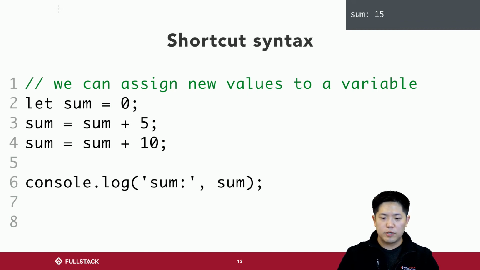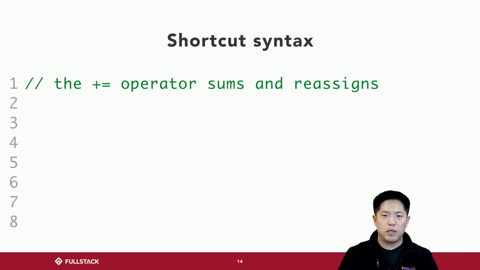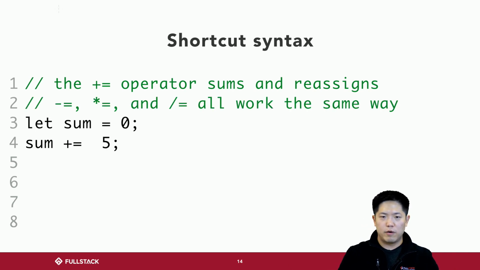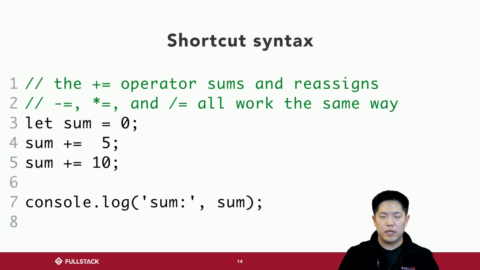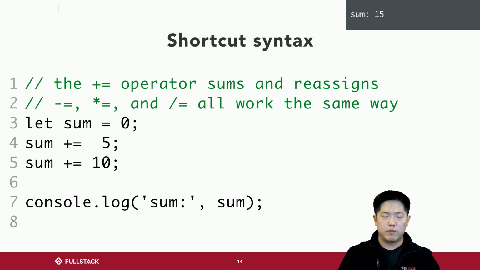Now, this is just a little bit cumbersome. So JavaScript gives you a plus equal operator. The plus equal operator just sums and reassigns, right? So instead of having to have sum on both sides of sum equal to sum plus something, we can just do sum equal to 0, sum plus equal to 5. And sum plus equal to 5 is exactly the same as sum equals sum plus 5. And that works for multiplication, subtraction, division, and the addition operator. So this creates the same thing that we just got by doing sum equals 0, sum plus 5, sum plus 10, and we should expect to get the value of 15.